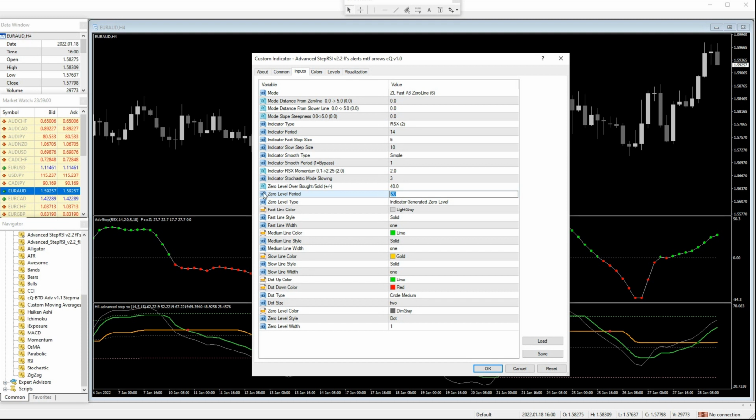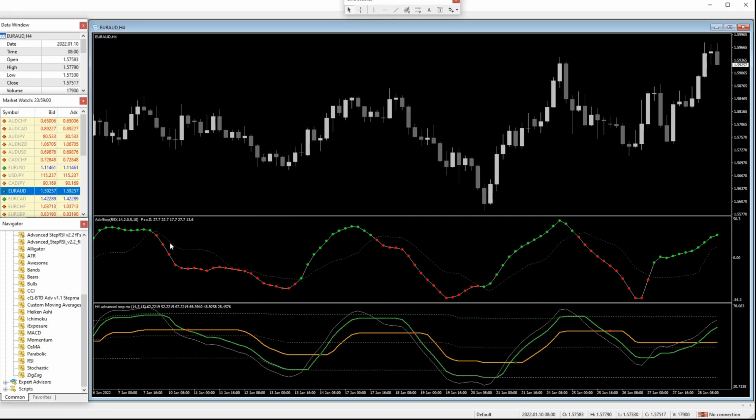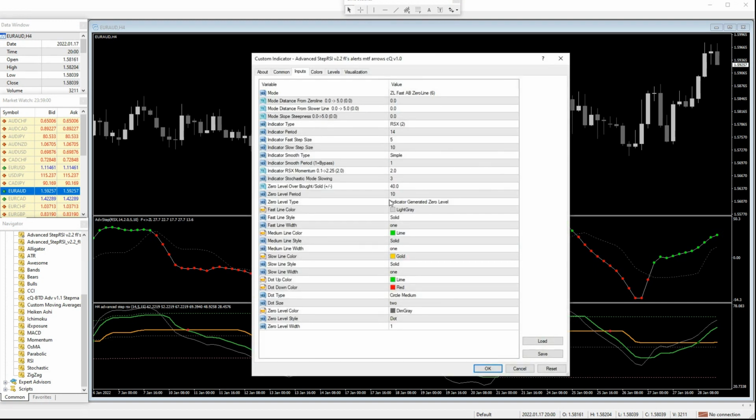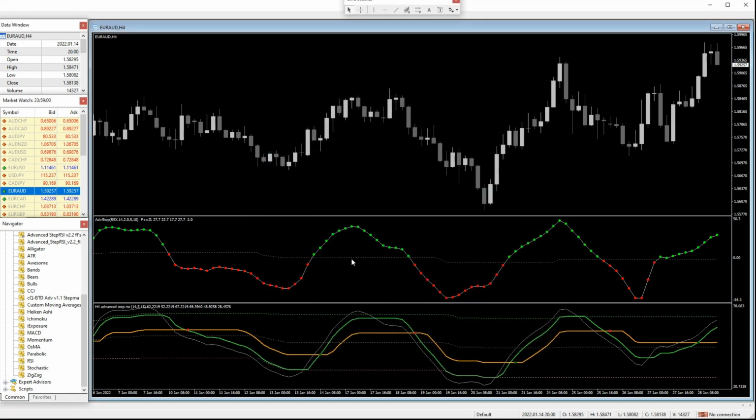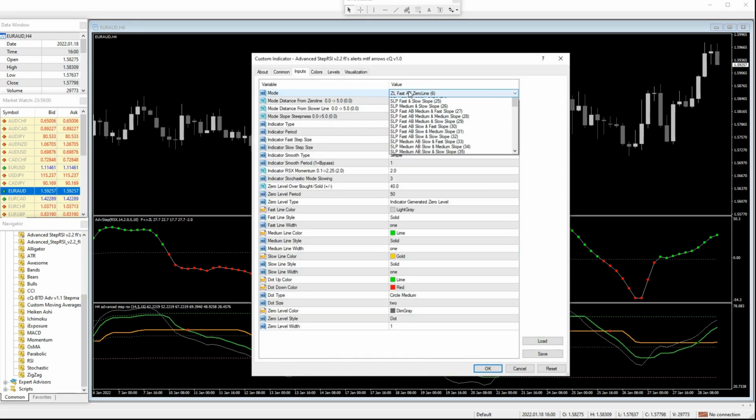When you're on the indicator generated one, you can change its period. For example, if you put that to 50. Oh, let me go back. Let me put it to 10 so you can see the difference. And see how it follows the indicator more closely. But then if you were to raise this, say to 50, see it's a lot straighter. So anyway, you can play with that.